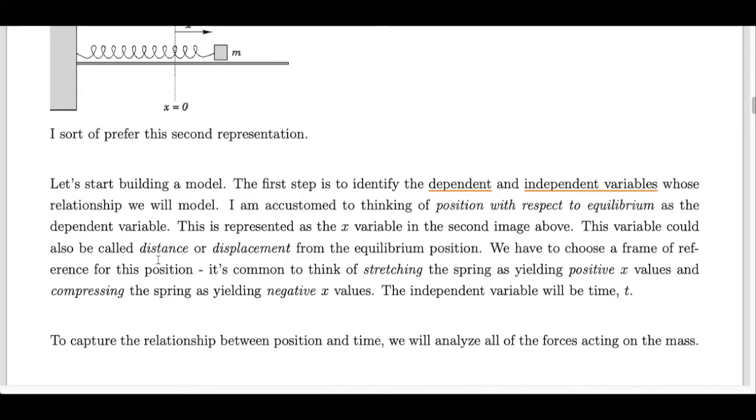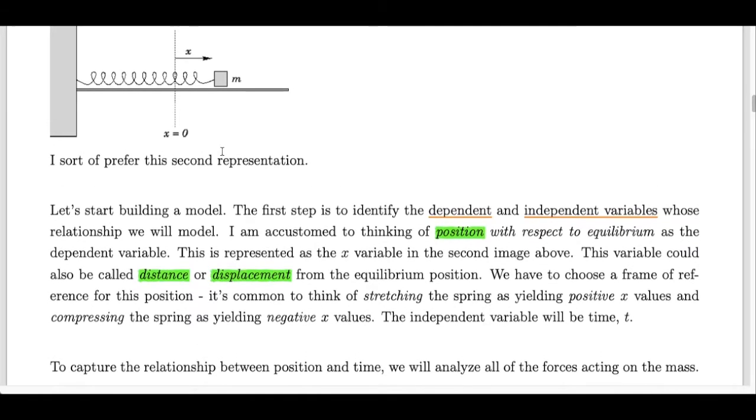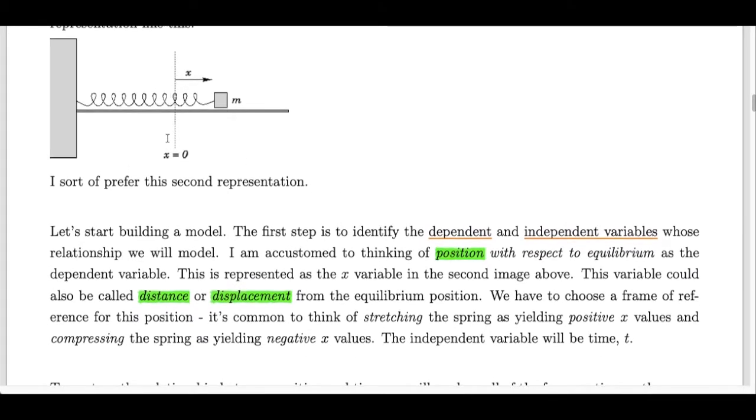Sometimes we'll call this distance or displacement. And as indicated in this second picture here, I'm accustomed to representing that variable as x. And then our independent variable is going to be time. Note that we have to make a choice about what we consider to be positive x values versus negative x values. As I explained here, it's common to think of stretching the spring as yielding positive x values.